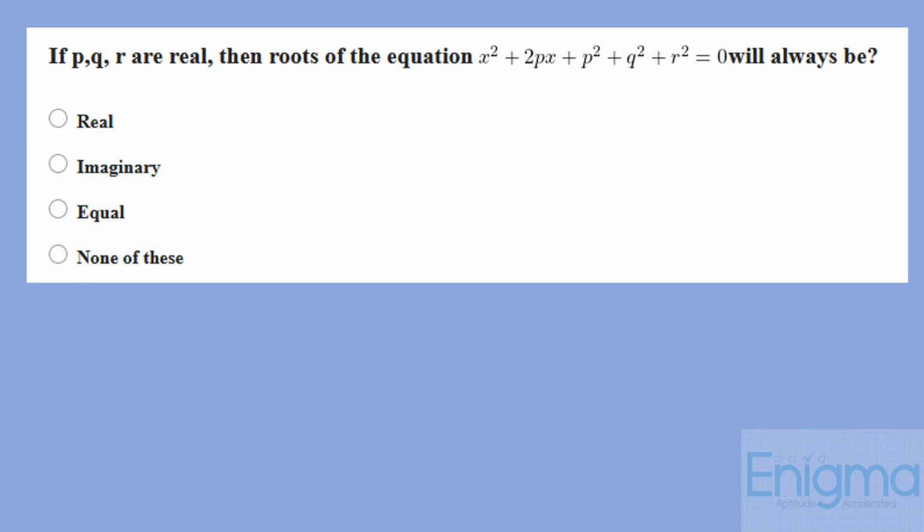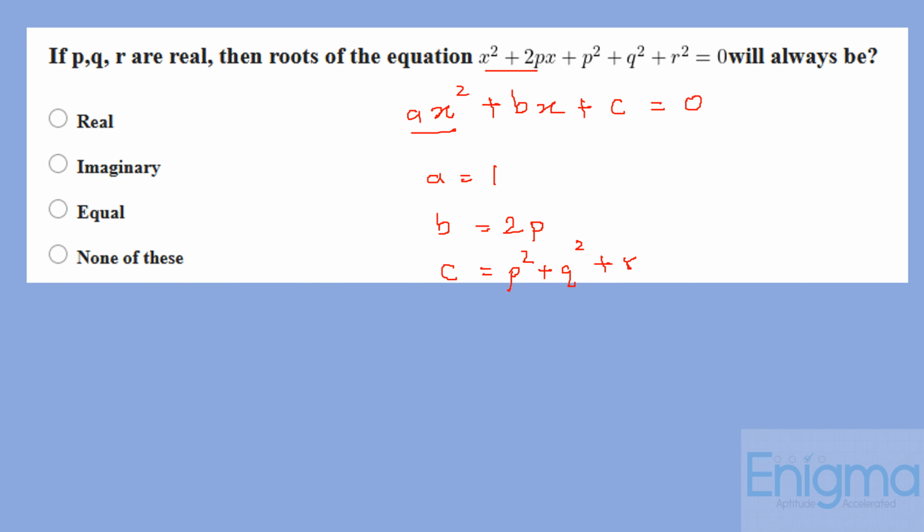If p, q, r are real, then roots of the equation x square plus 2px plus p square plus q square plus r square is equal to 0 will always be. First, let's compare the given equation with the normal equation ax square plus bx plus c is equal to 0. So by comparing the two equations, we get a is equal to 1, b is equal to 2p, and c is equal to p square plus q square plus r square.